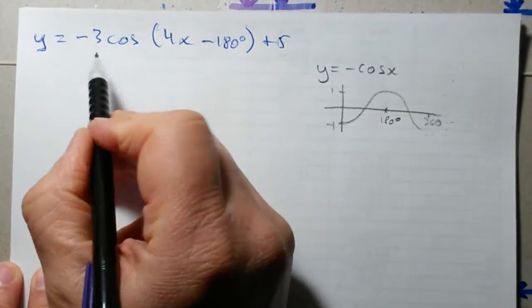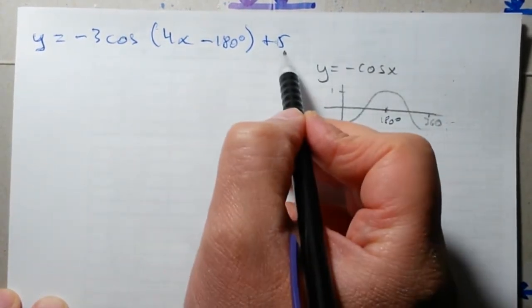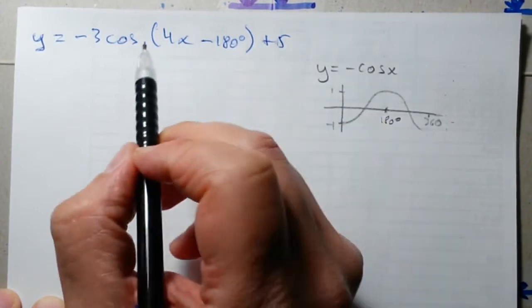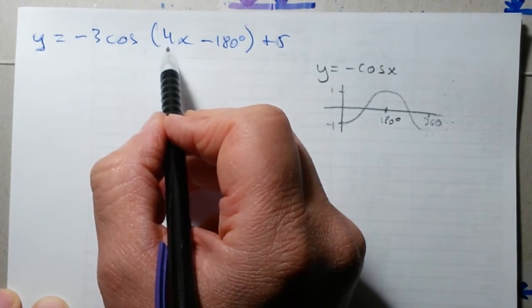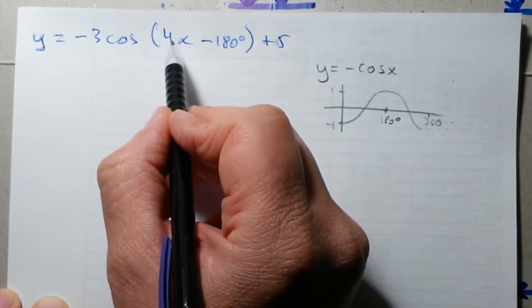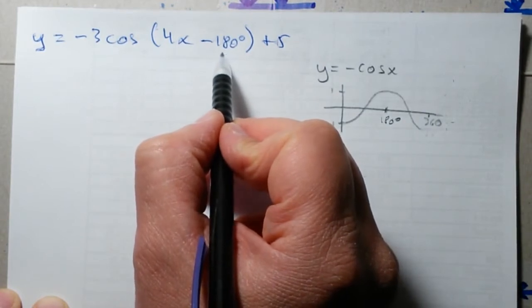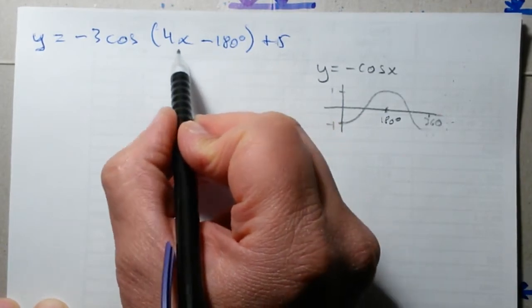But here's the key thing. We know that the amplitude will be 3. We know that the equation of axes will be 5. We know that the value of k will be 4. And the period will be 360 divided by 4. What about d? The phase shift. It's moving to the right, okay? Is it moving 180 degrees? No, it's not moving 180 degrees.